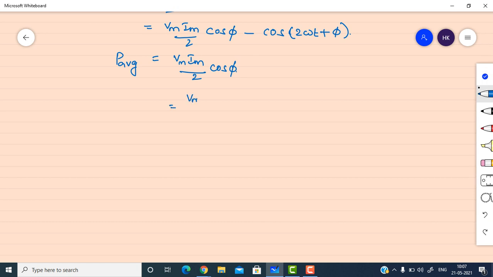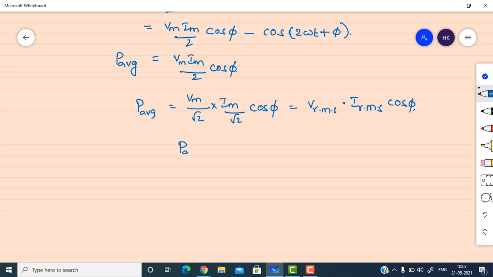So this you can rewrite as Vm by root 2 into Im by root 2 cos phi. Maximum value by root 2 is nothing but RMS value. So Vrms into Irms into cos phi. This is the average power.